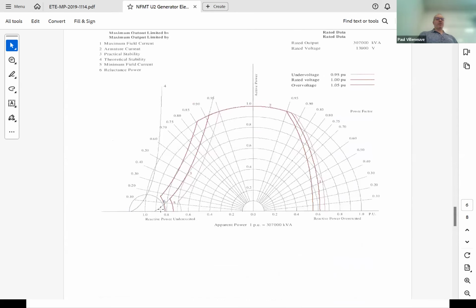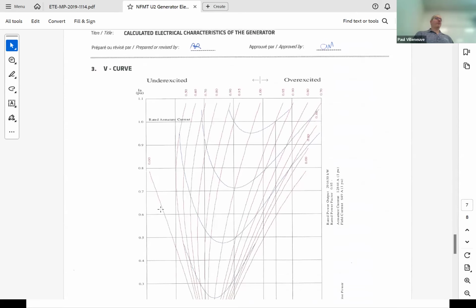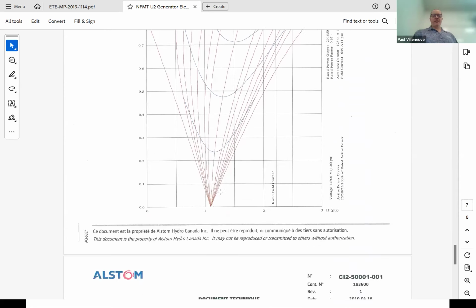That's called a snow cone, which is a generator capability curve. We may learn more about that. These are V curves. V curves are only applicable for synchronous motors, but a synchronous machine can operate as a motor or a generator. It just basically tells you what the armature current needs to be to provide a certain power factor at rated load. And you can see they look like the letter V. That's why they're called V curves.